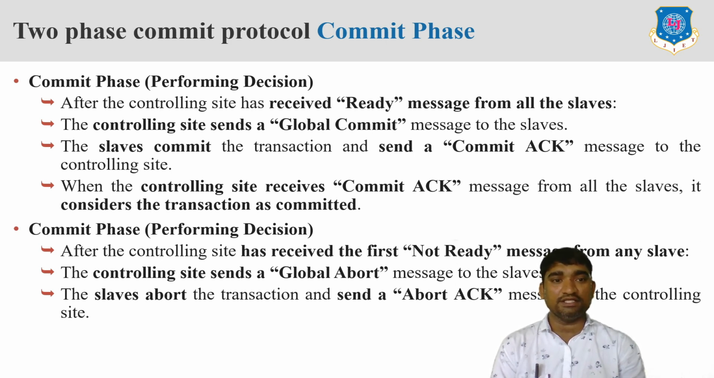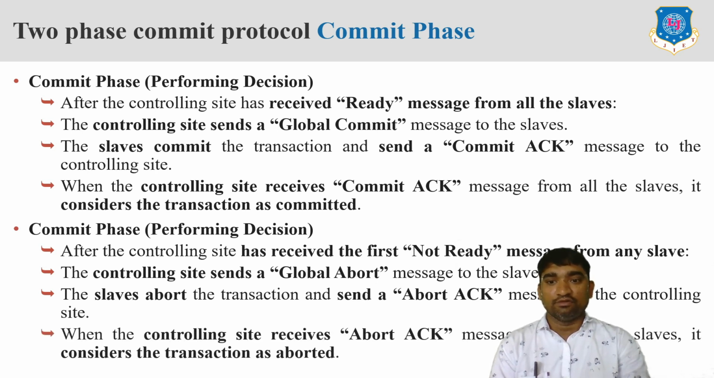So here you can see a transaction occurs either 100% or 0%. There is no chance of a partial transaction, right? We cannot say that 70% of the transaction is executed and 30% is remaining. Otherwise the database will not be synchronized and you will not see the reflected changes. When the controlling site receives abort ACK messages from all the slaves, it considers the transaction as aborted.